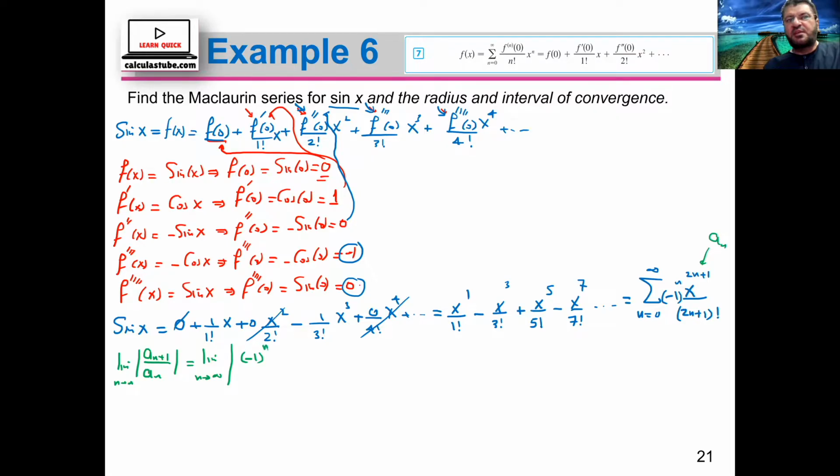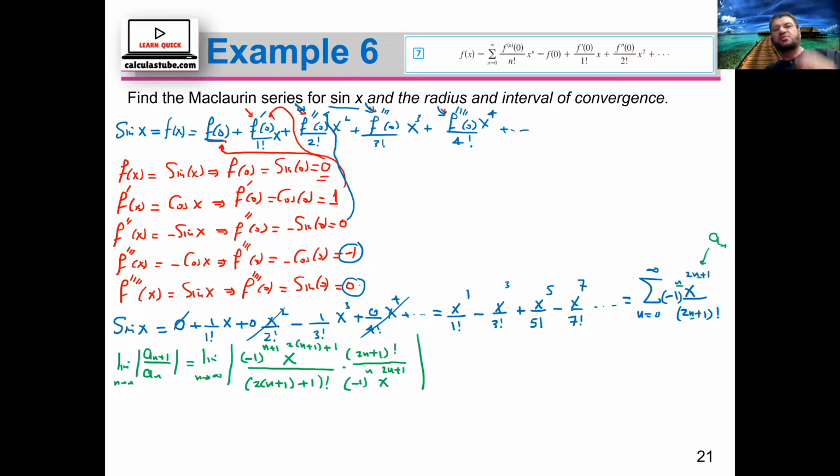So what do we say? Minus 1 to the n plus 1, then x to the 2 times n plus 1, divided by 2n plus 1 factorial. Be careful here. I'm replacing every n with n plus 1. You see, every n is replaced with n plus 1. Divided by, I'm going to say times the reciprocal of this. So 2n plus 1 factorial goes on the top, and minus 1 to the n goes down, and x to the 2n plus 1 also goes down. So I took the reciprocal of a_n.